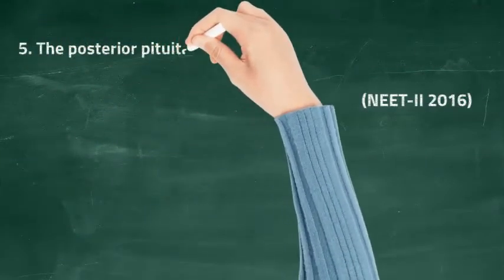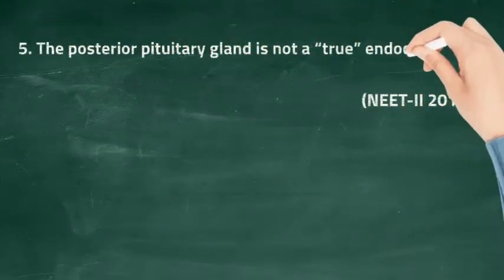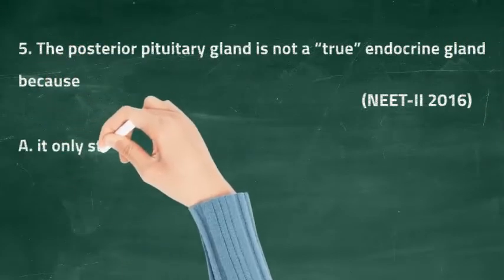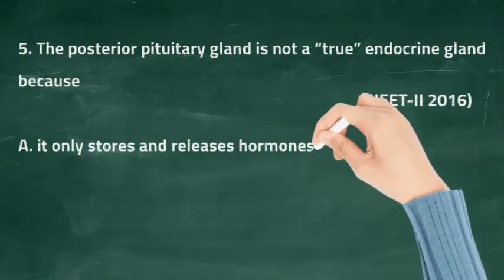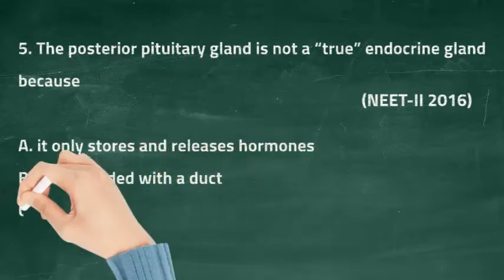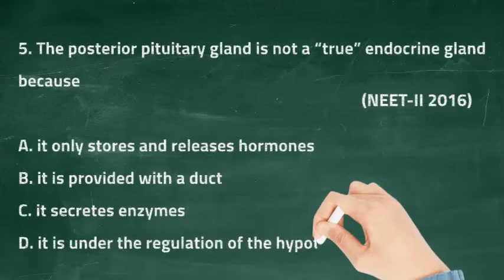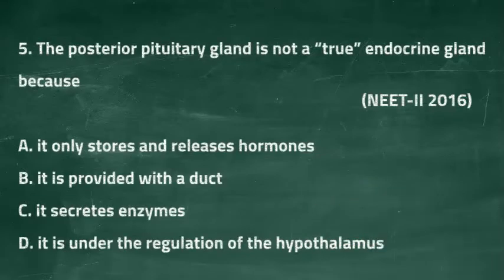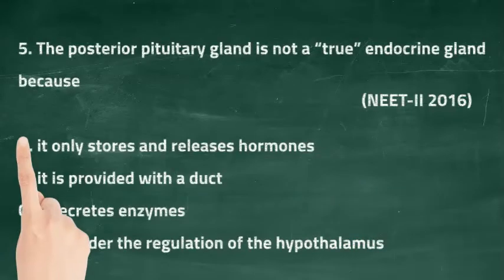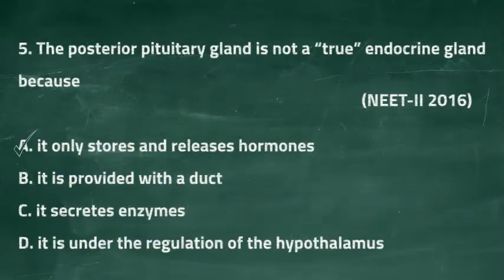Question 5. The posterior pituitary gland is not a true endocrine gland because: option A, it only stores and releases hormones; option B, it is provided with a duct; option C, it secretes enzyme; and option D, it is under the regulation of the hypothalamus. The right answer is option A, it only stores and releases hormones.